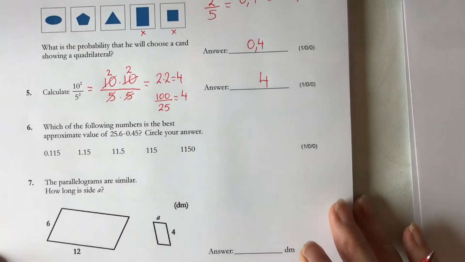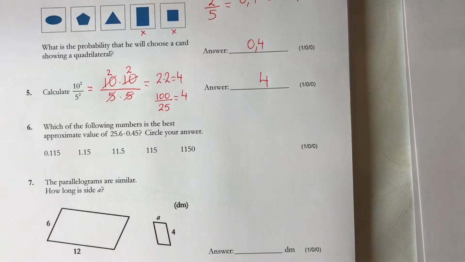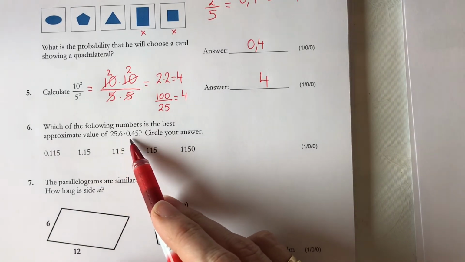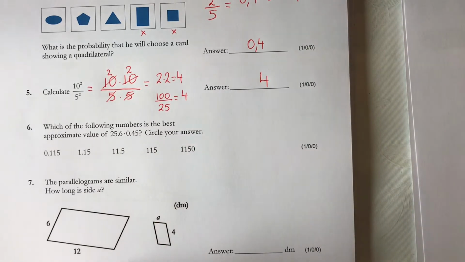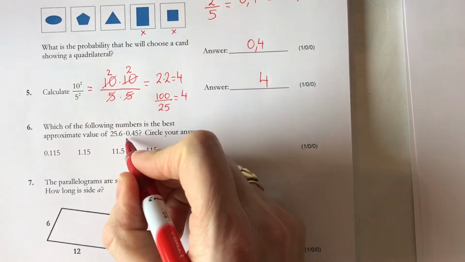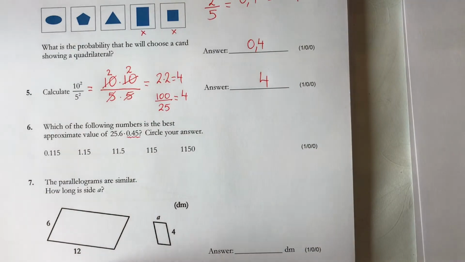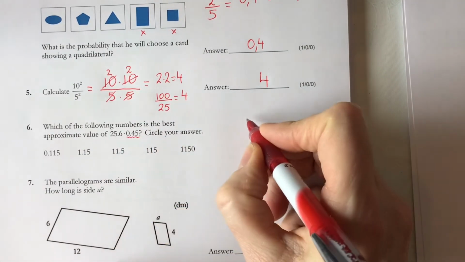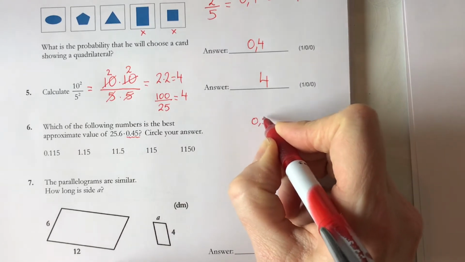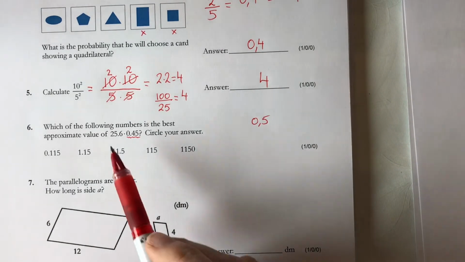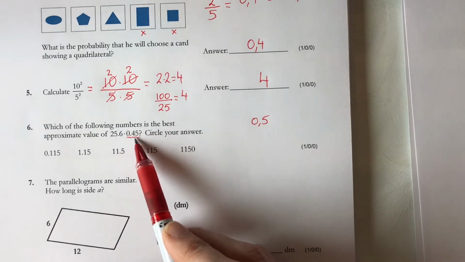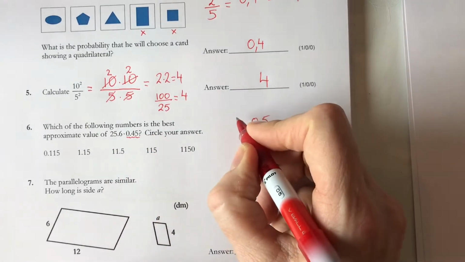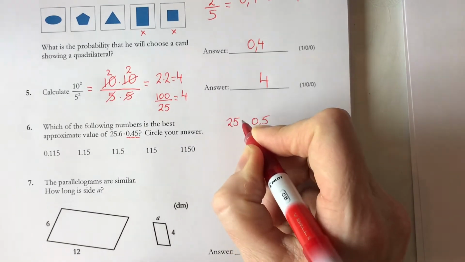Then we have question 6. Which of the following numbers is the best approximate value of 25.6 times 0.45? Well, we've got a number here that's a little bit less than a half. So I'd probably round that one up to a half, 0.5. It's easy to multiply by 0.5. If I'm rounding this one up to 0.5, I'd probably round this one down. 25 is not quite enough, but it'll be close enough.